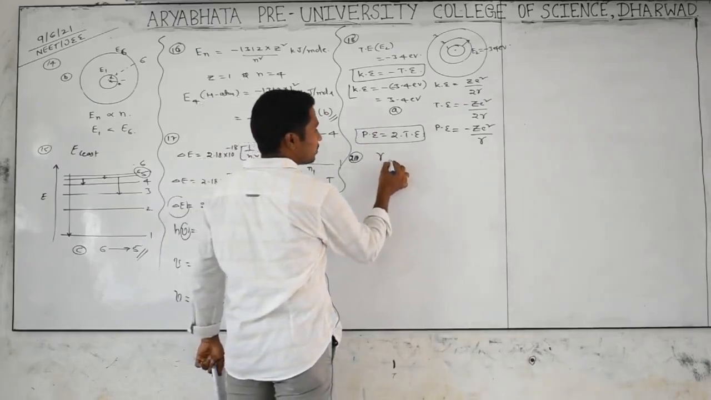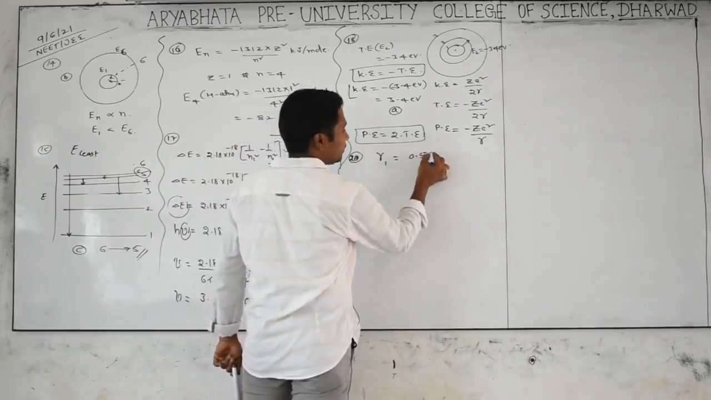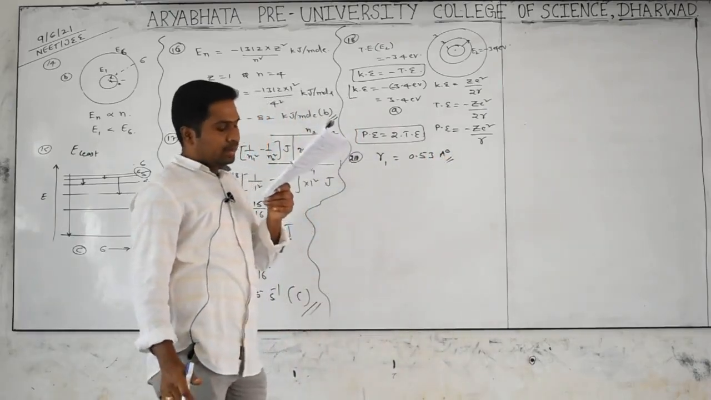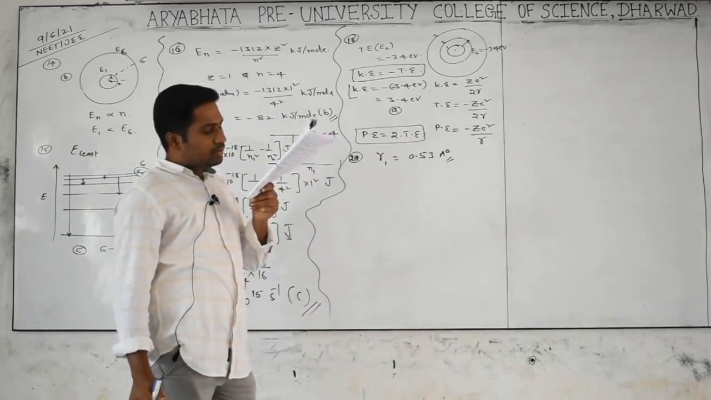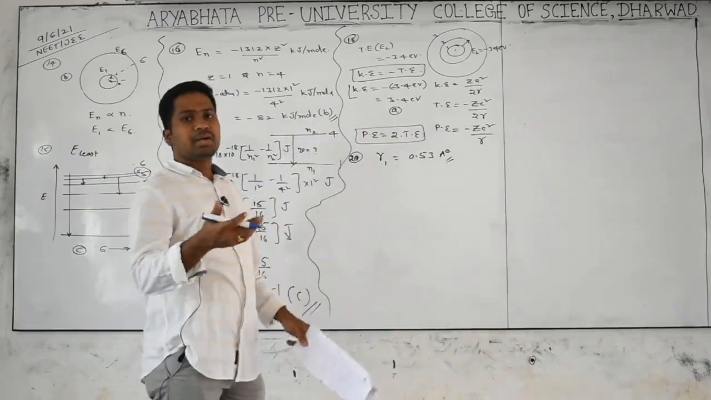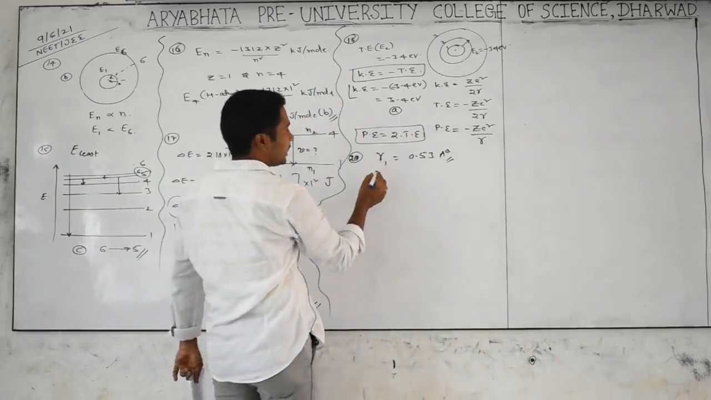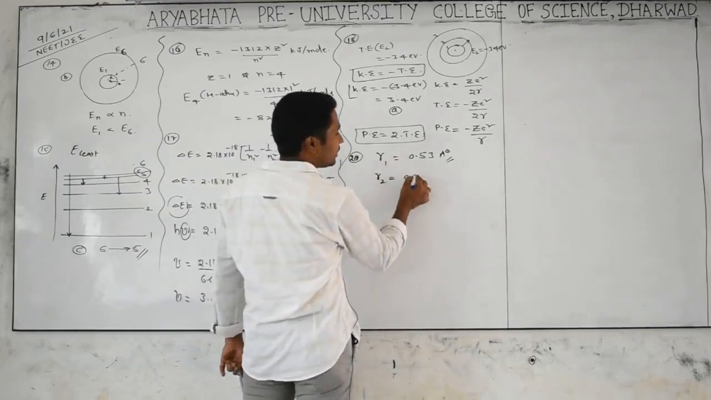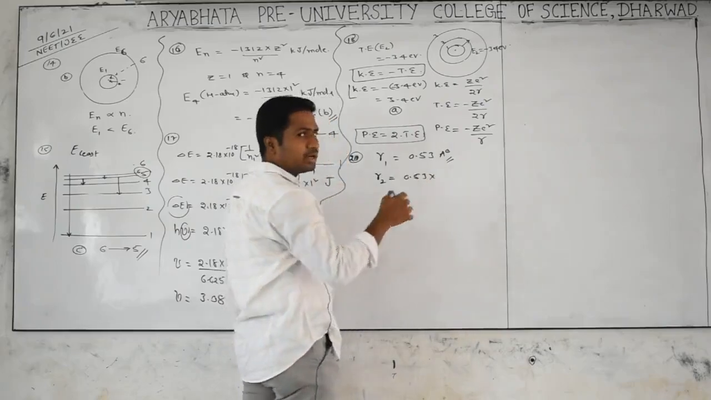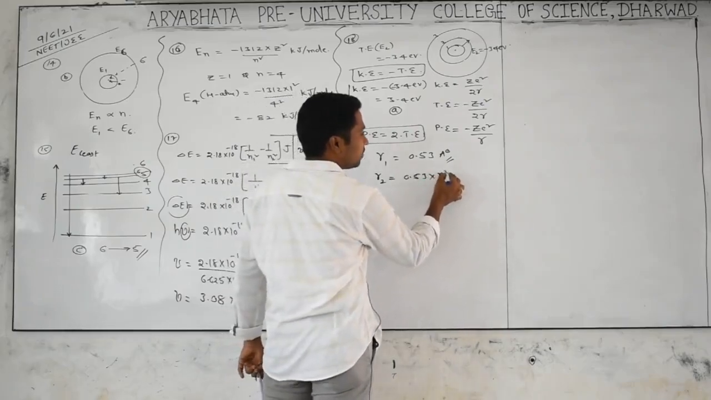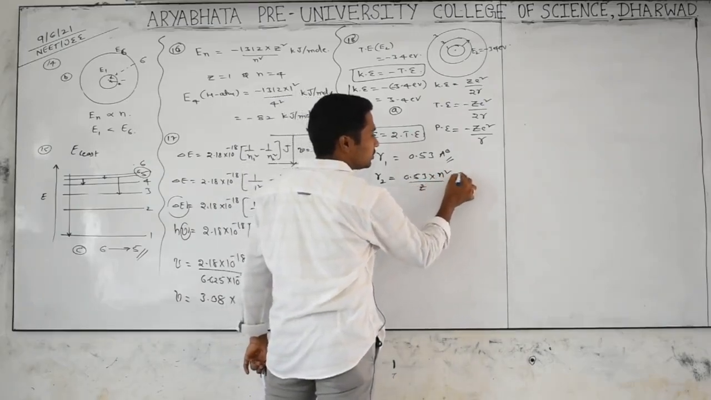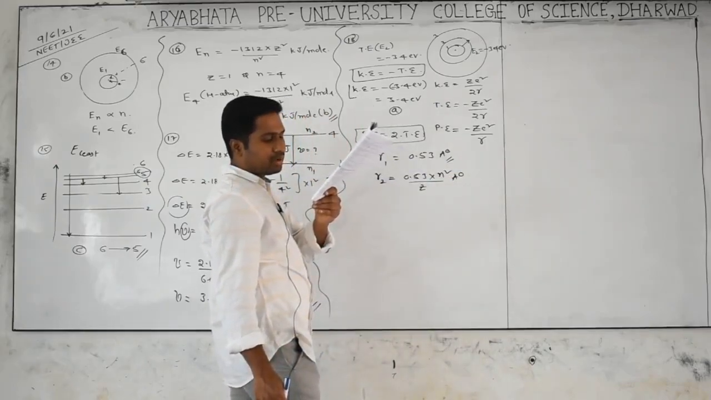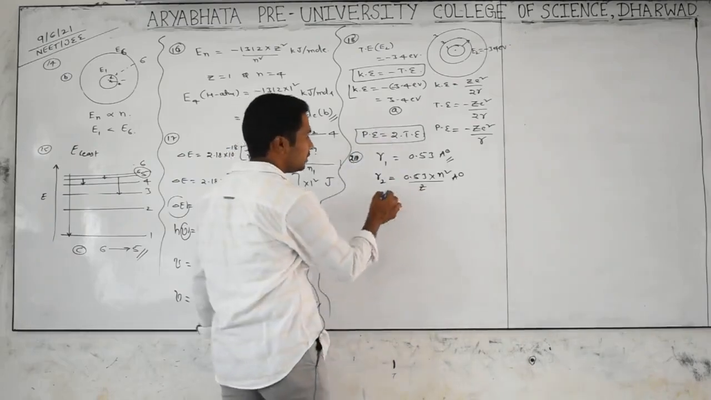Radius of the first orbit in hydrogen atom is 0.529, which is nothing but 0.53 angstrom unit. He mentioned already. Next, the radius of the first excited state is nothing but the second orbit. Radius in the second orbit is equal to the formula 0.529 into n square by Z angstrom units. It is which atom? Hydrogen atom, yes. Z value will be 1.